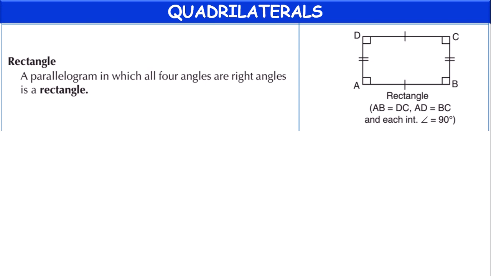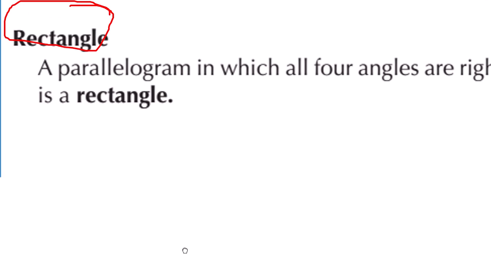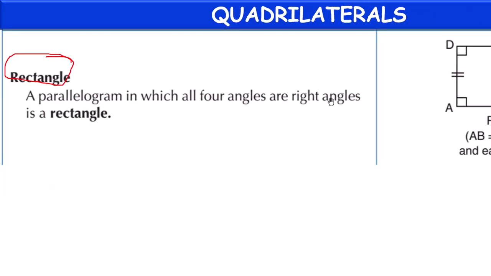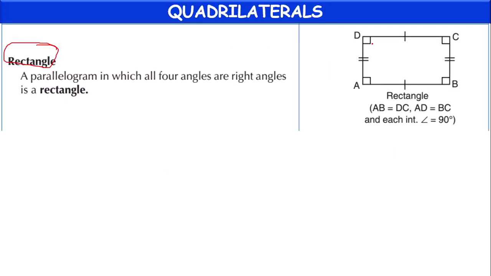So next, rectangle. So what is a rectangle? A rectangle is a parallelogram. In quadrilaterals, parallelogram is a special kind. Rectangle is a kind of parallelogram, which means indirectly it is a kind of quadrilateral. A parallelogram in which all four angles are right angles is a rectangle.